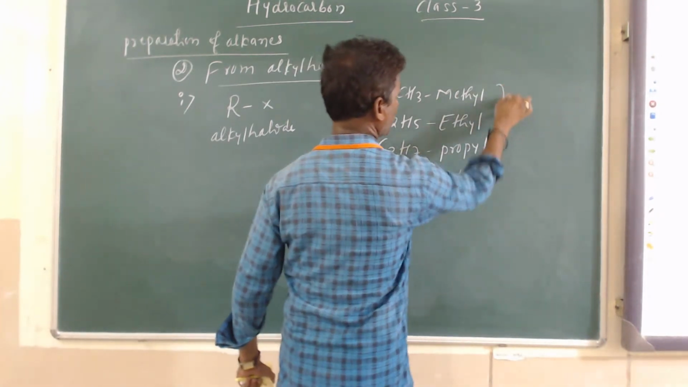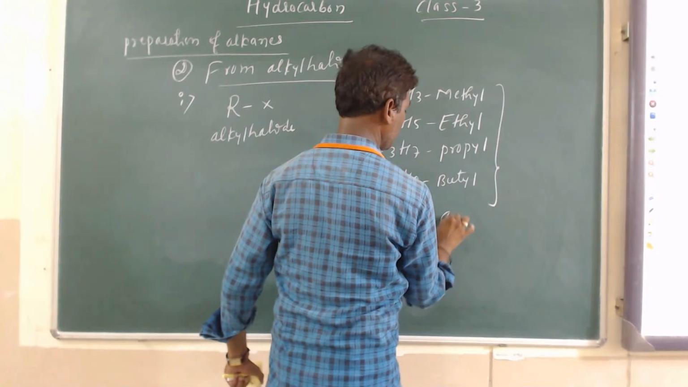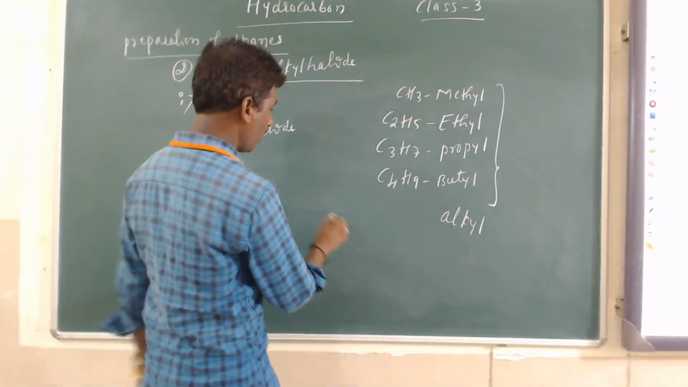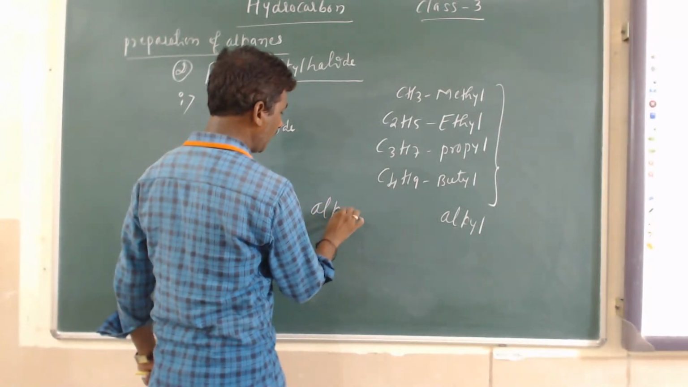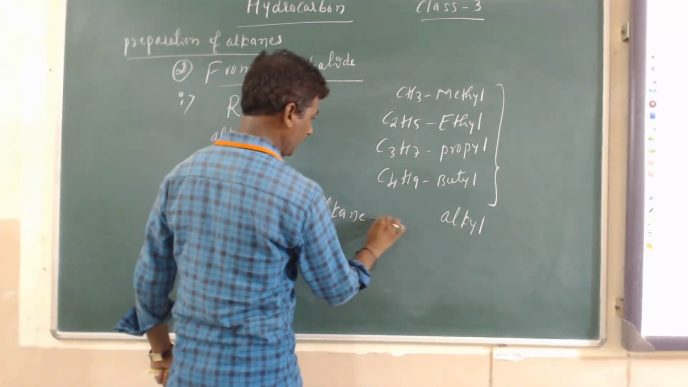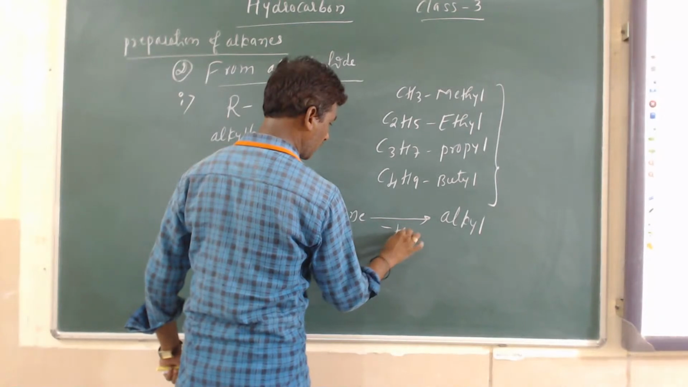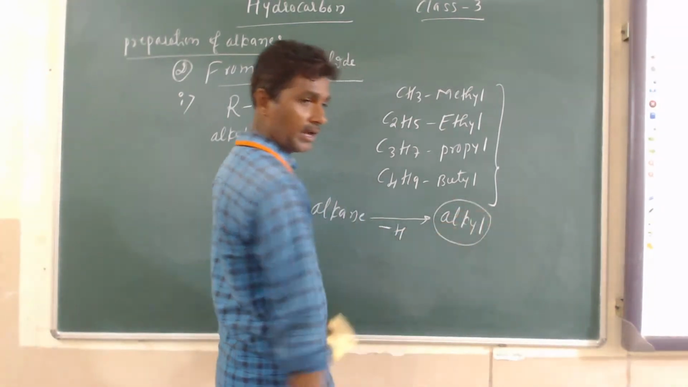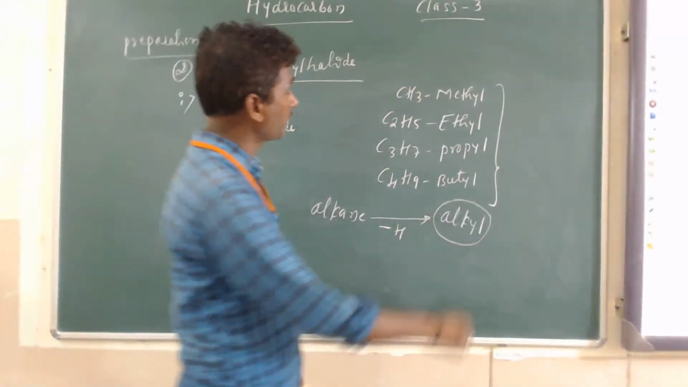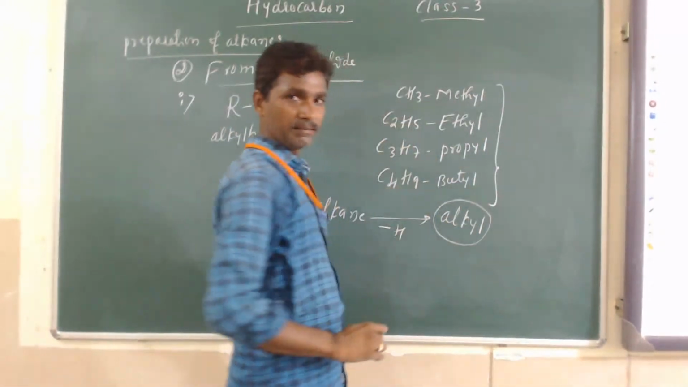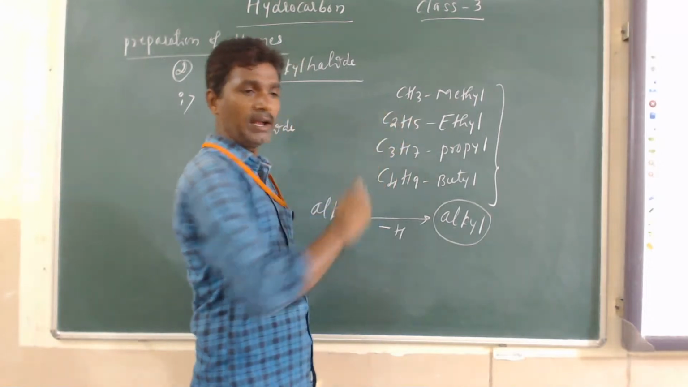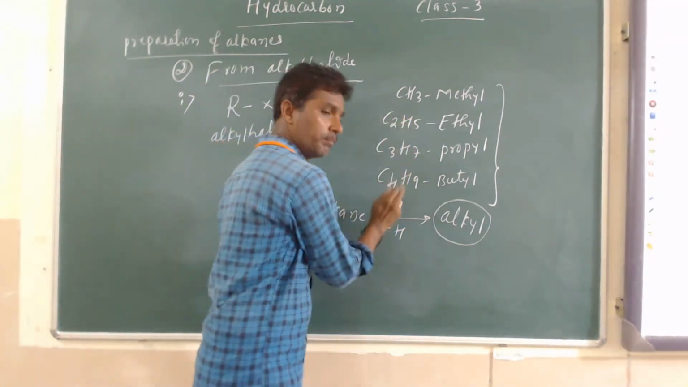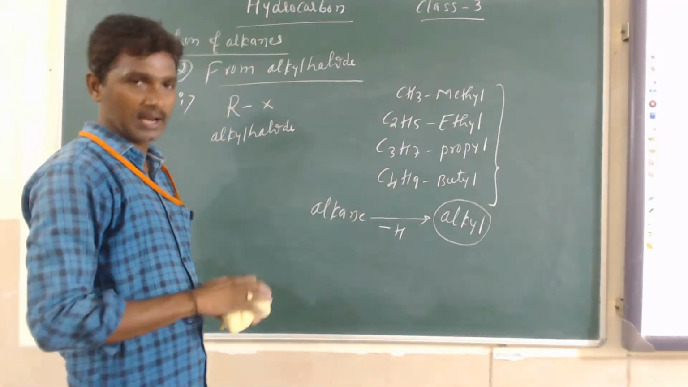So these are nothing but alkyl groups. How do you get an alkyl group? Alkane minus hydrogen gives alkyl. So examples of alkyls are methyl, ethyl, propyl, and butyl. So these are the alkyls.